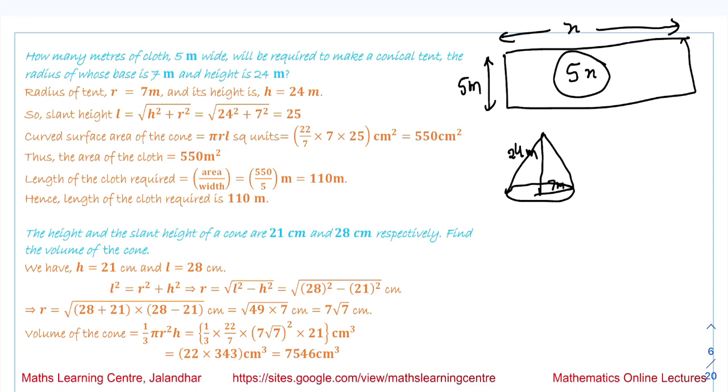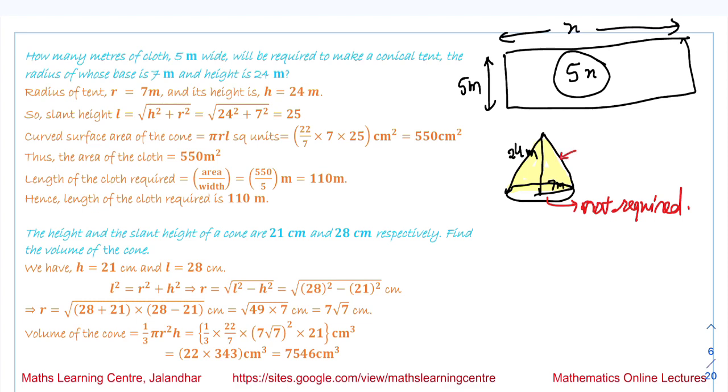So for a tent, we are talking about the cloth required for this boundary only. We do not require the cloth at the base. It is not required for the base. So what we want to find is the lateral surface area of this cone.